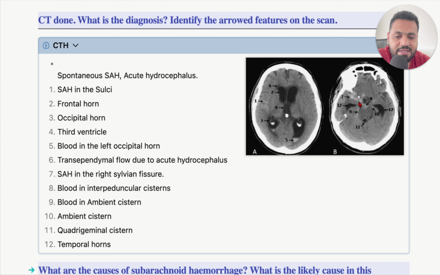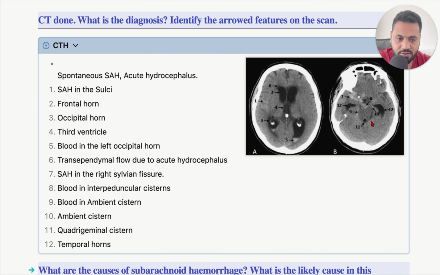And 7 is your sylvian fissure on the right side, and 8 is the interpeduncular cistern, and 9 is the ambient cistern, 11 is the quadrigeminal cistern, which doesn't have any blood in it, and number 10 is the ambient cistern on the other side, which is on the left side, and 12 is your temporal horn, which you don't normally see in a normal CT scan. But when you see it, it suggests that the patient might have acute hydrocephalus.